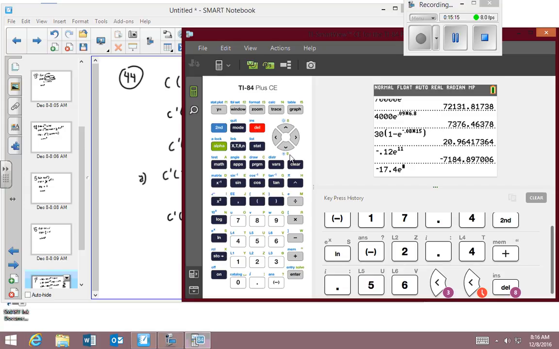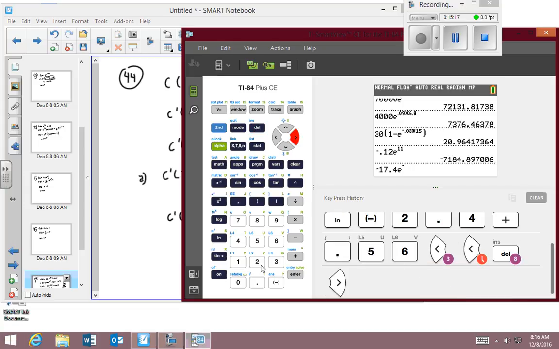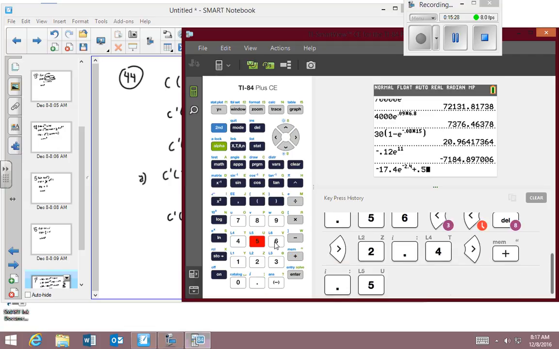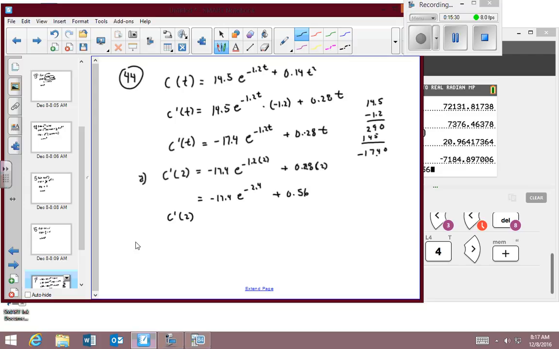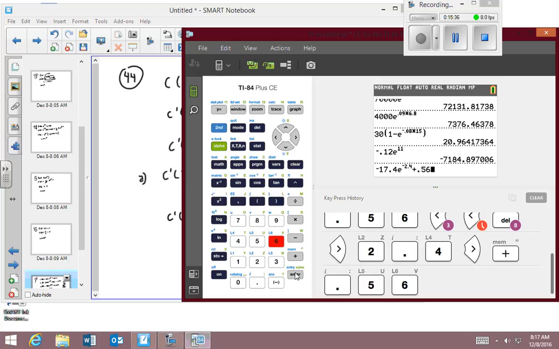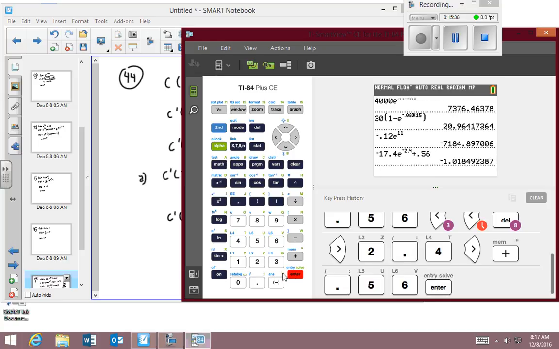Yeah. 2.4 into that plus negative. So that's a negative 1.02.